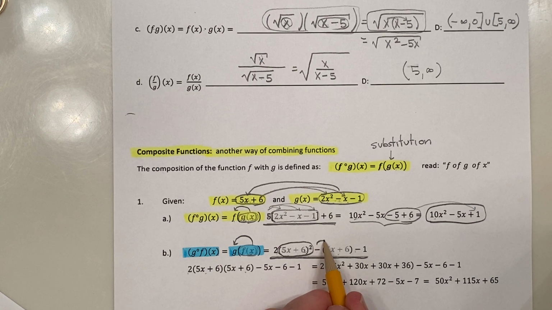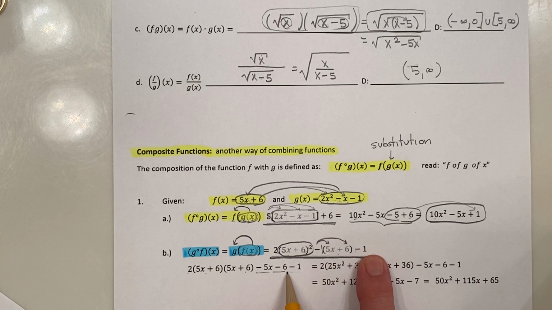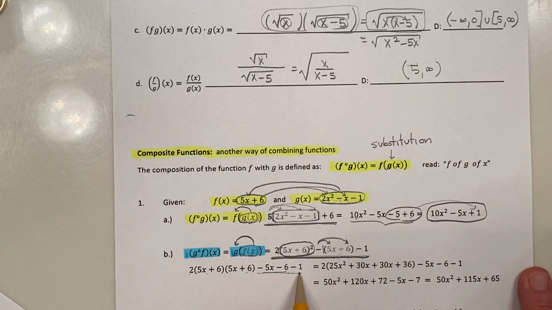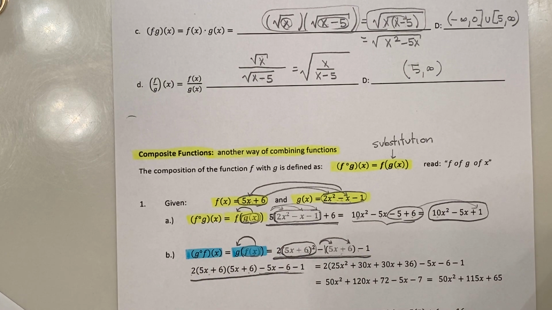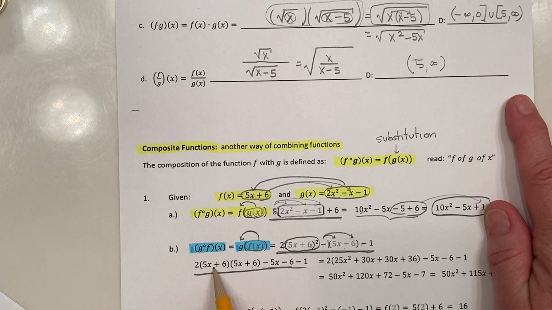Now, what can happen next is you can distribute that negative inside here. So that becomes minus 5x. And this, when you distribute, becomes minus 6. And don't forget the minus 1. Okay, now let's take a look at this now. What work do we have to do? Well, we're going to have to FOIL these together first. And again, remember up here, you cannot multiply 2 inside this parenthesis because you got to do the power first before the multiplication. That's the order of operations. So that's why they expanded and put 5x plus 6 twice.